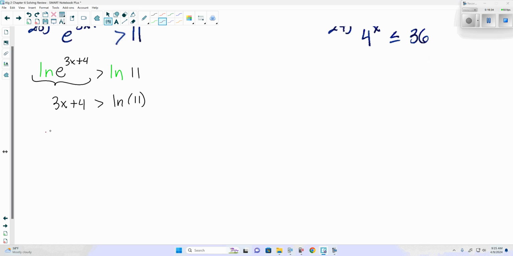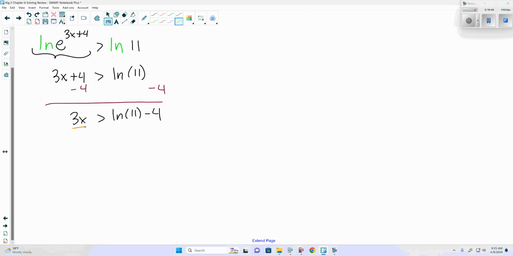Now we just need to solve for x. We would subtract 4, telling us 3x is greater than the natural log of 11 minus 4, telling us x is greater than the natural log of 11 minus 4, all over 3.